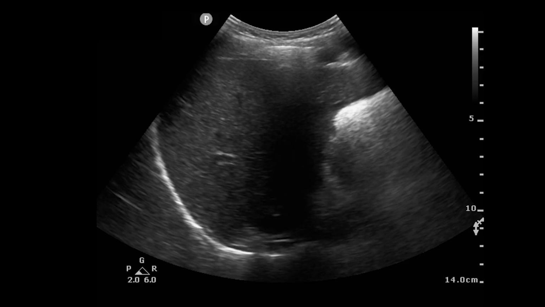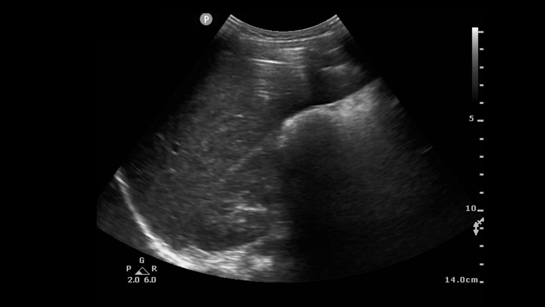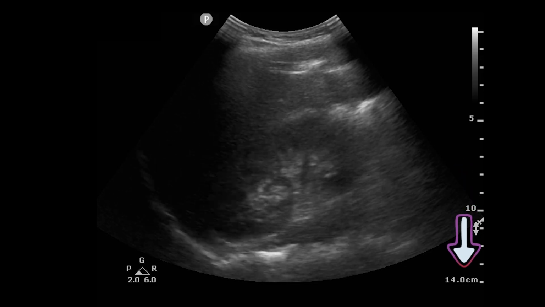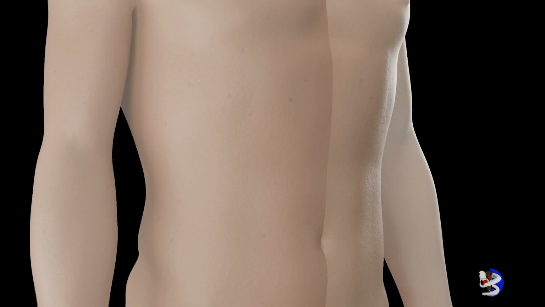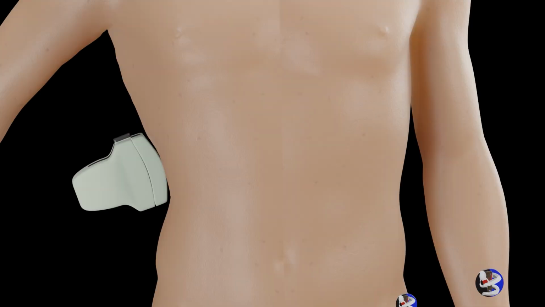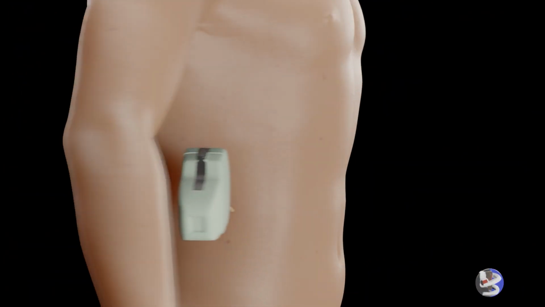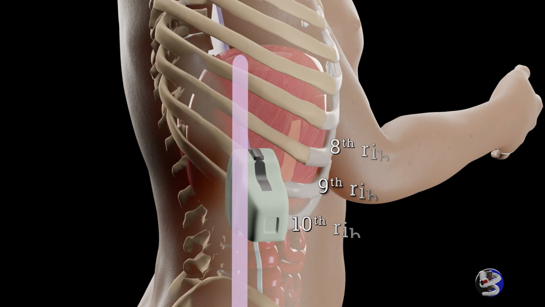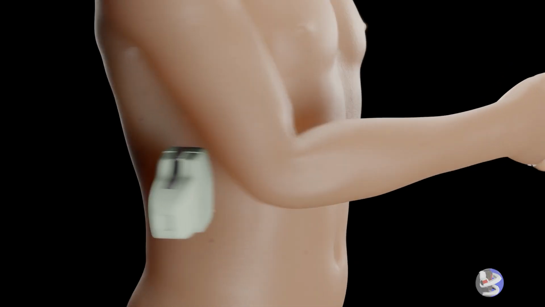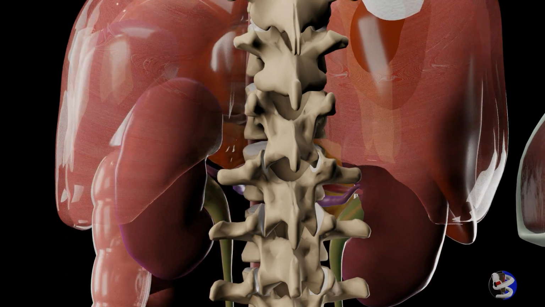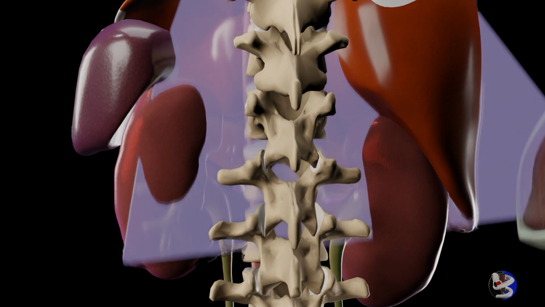The sector depth should be set so you can see deep structures, so start by selecting a depth of around 16 centimeters. Right upper quadrant. This is the preferred initial site for detection of free fluid. It is the most sensitive and easiest to obtain in the detection of hemoperitoneum. The probe is placed in the mid-axillary line between the 8th and 11th intercostal space with the transducer's indicator pointed cephalad. This view gives a coronal view of the interface of the liver and kidney.